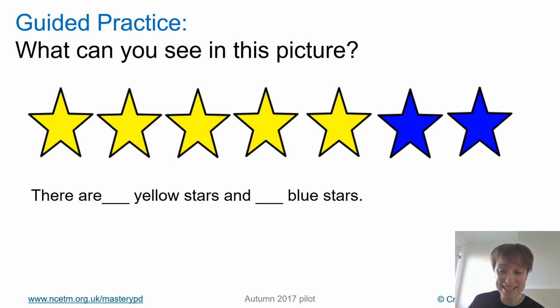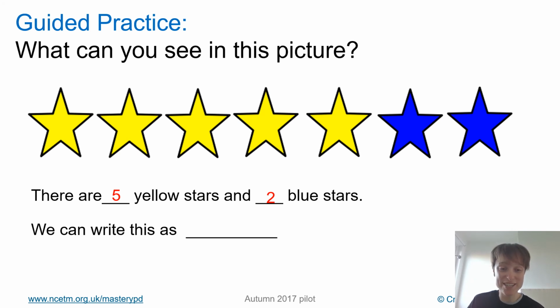Let's say a sentence. It's my turn. There are yellow stars and blue stars. Pause the video and you have a go at filling in those missing numbers. Shall we see if you're right? Let's say it together. There are 5 yellow stars and 2 blue stars.